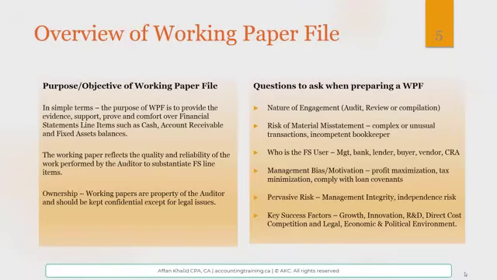In simple terms, the purpose of a working paper file is to provide the evidence, support, proof, and comfort over financial statements line items, such as cash, account receivable, and fixed asset balances. The working paper reflects the quality and reliability of the work performed by the auditor to substantiate financial statements line items. Working papers are property of the auditor and should be kept confidential.